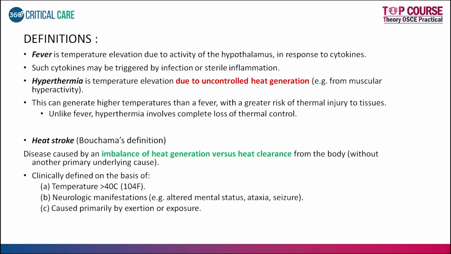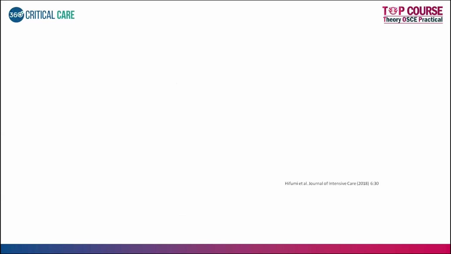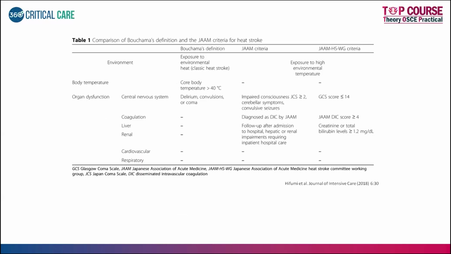How do we define it? Clinically, it is defined based on temperature usually being more than 40 degrees Celsius or 104 Fahrenheit, and the presence of neurological manifestations like seizure, altered mental status, or imbalance, in the background of exertion or exposure. A and B will happen in the presence of C. So I told you earlier, Buchama's definition is what I discussed with you.